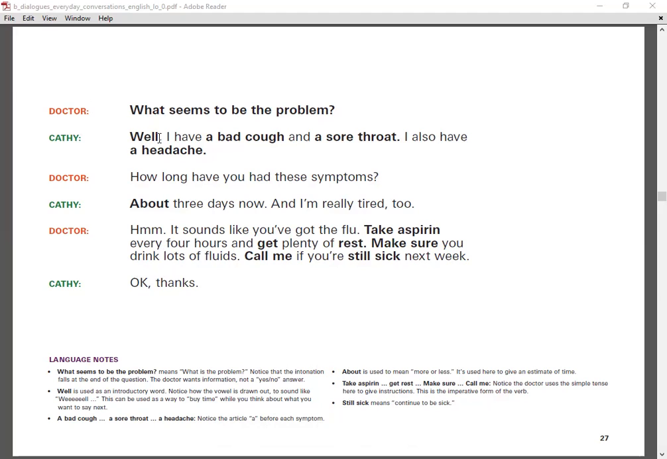Then after you say an introductory word, well, or okay, or any word, then after that you have to mention the symptoms that you feel.